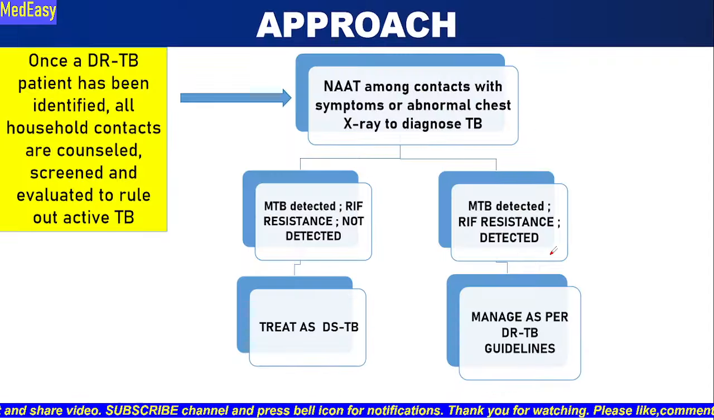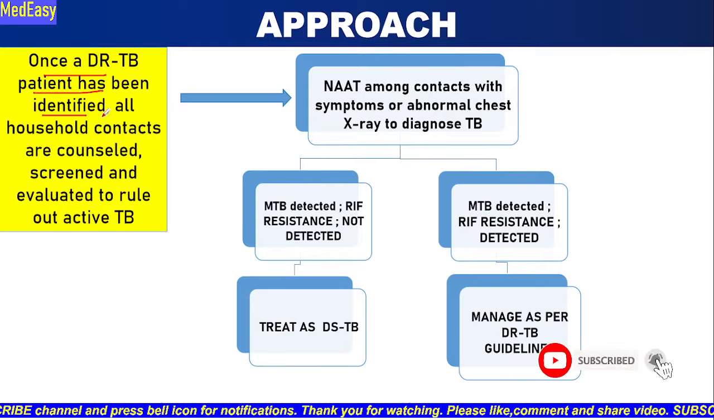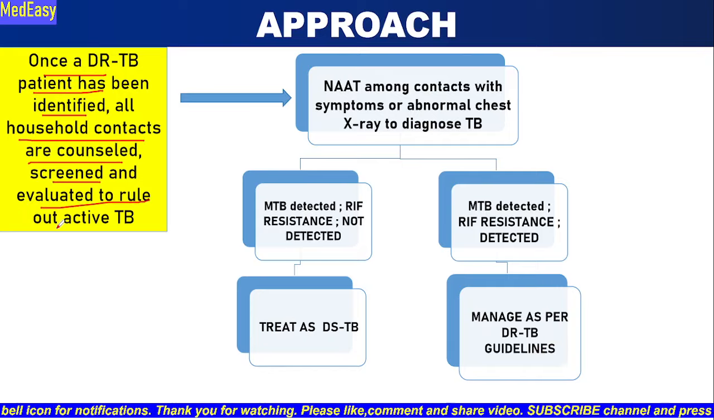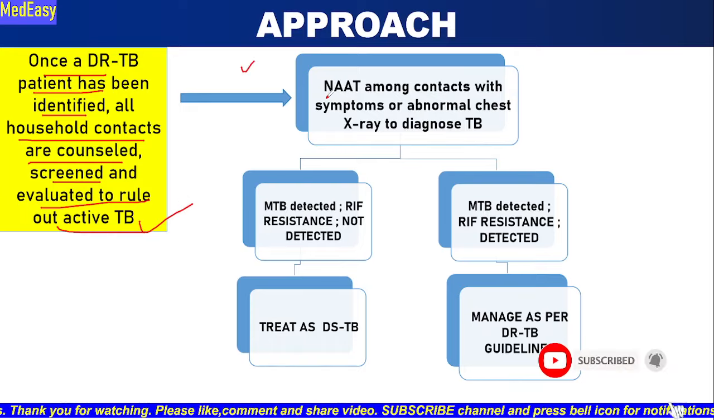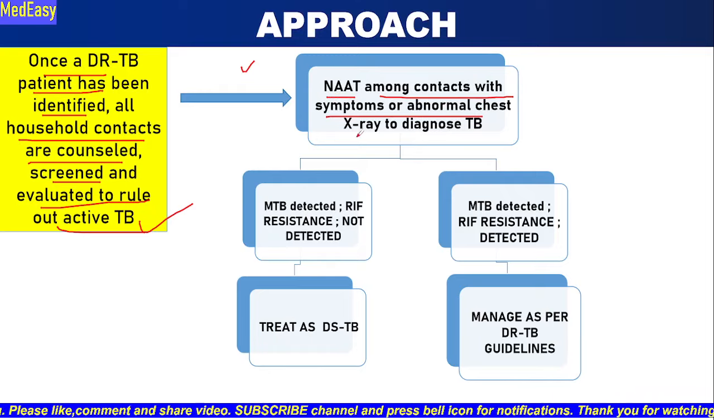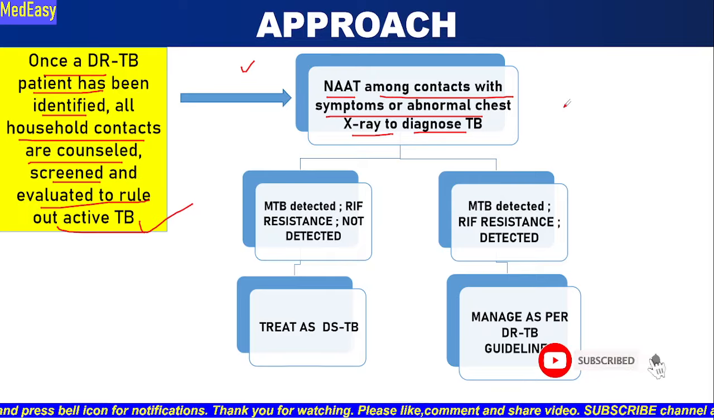Alright. So how do we approach this patient? Once a DR-TB patient has been identified, all household contacts are counseled, screened and evaluated to rule out active TB among them. Okay. And what will we do? We will do a NAT test, that is nucleic acid amplification test, among the contacts with symptoms or an abnormal chest X-ray to diagnose active TB. So we will offer a NAT test for the contacts of the case if they are symptomatic or they have an abnormal chest X-ray. Abnormal chest X-ray means they have any shadows or any opacity on the chest X-ray, to rule out active TB among them.